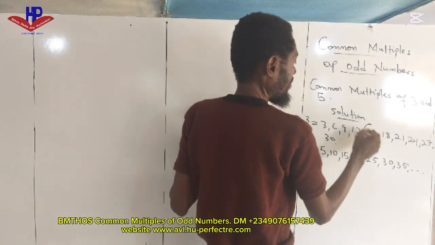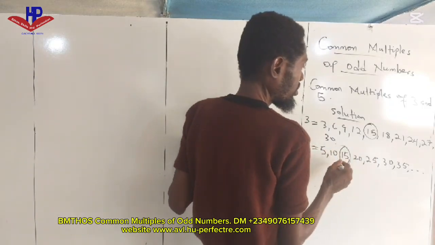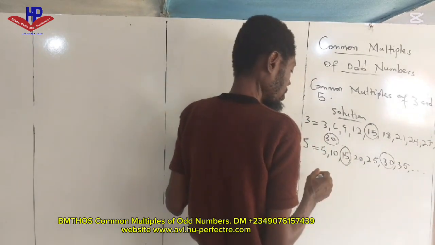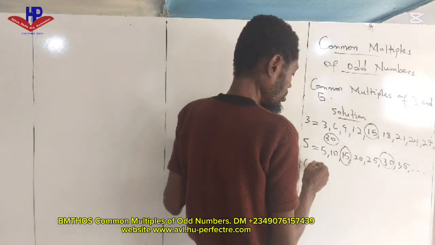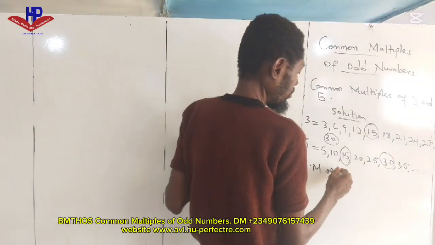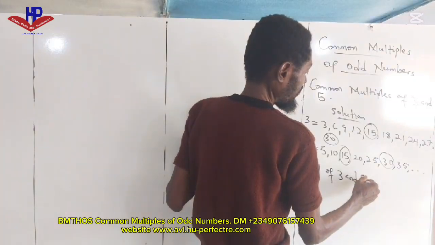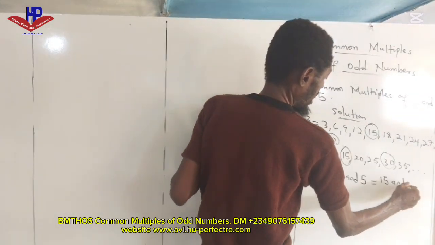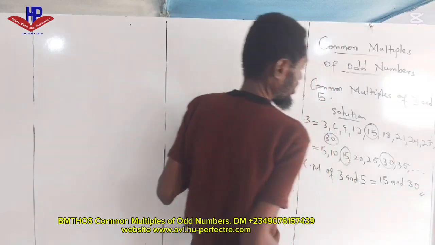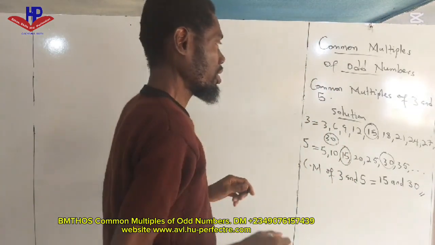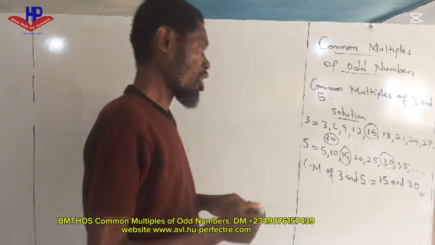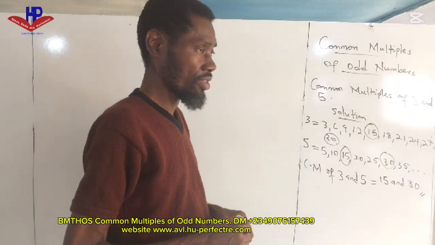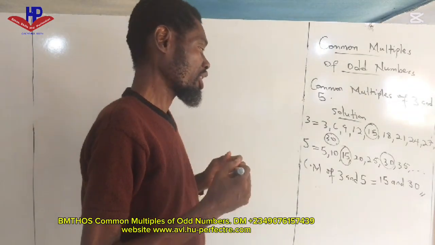But if you look at it carefully, 15 is common, 30 is common. So the common multiples of 3 and 5 will be 15 and 30, at this point that we have stopped. I said multiples because we cannot exhaust the numbers, they will always give us specification.